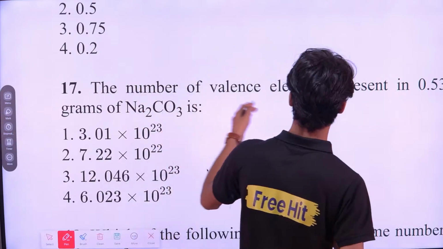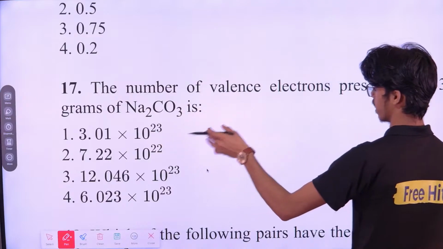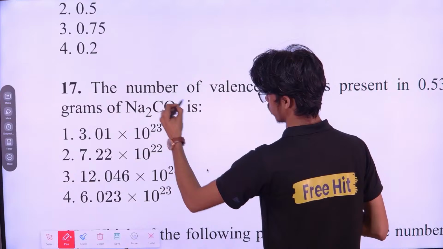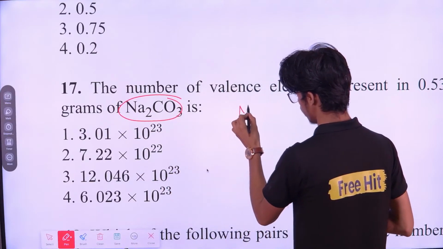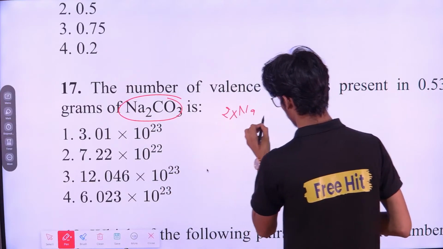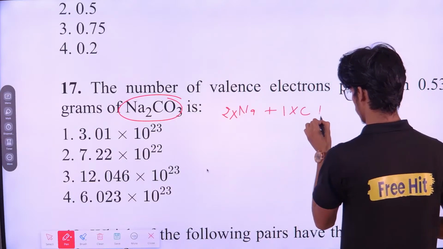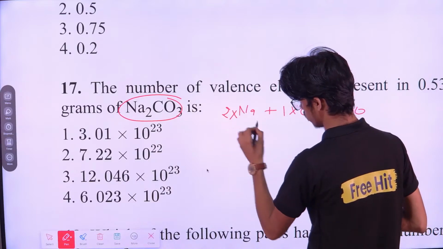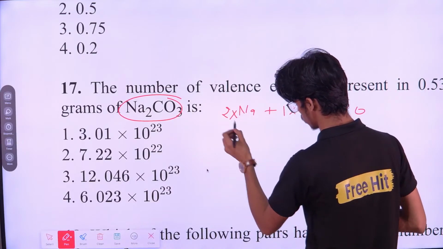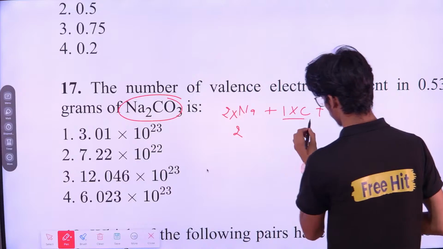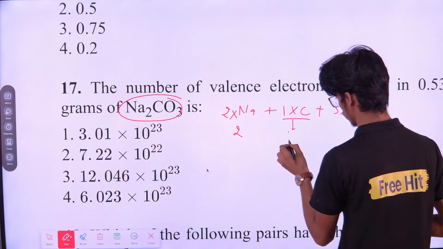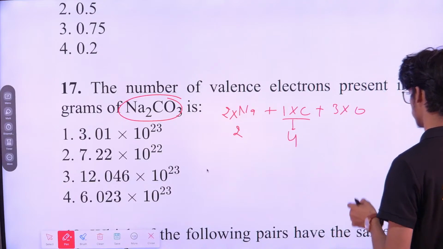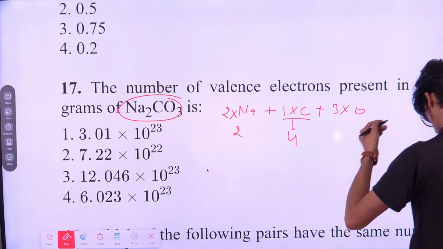So number of valence shell electrons in 0.53 gram. So Na2CO3, that is Na2C and O3, which means 3 times O. Sodium has 1 valence shell electron, so total number of valence shell electrons is 2. How many valence shell electrons does carbon have? 4. And what is the amount of valence shell electrons in oxygen?